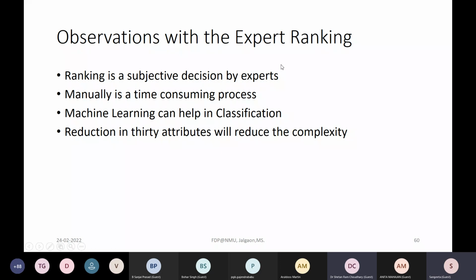Now, what we noticed with expert ranking was, it is a subjective decision. It is very, very time consuming, and machine learning could help in this classification to automate the process. And we also wanted to reduce the 30 attributes, that is, dimension reduction. So I will focus on the last 2 parts.